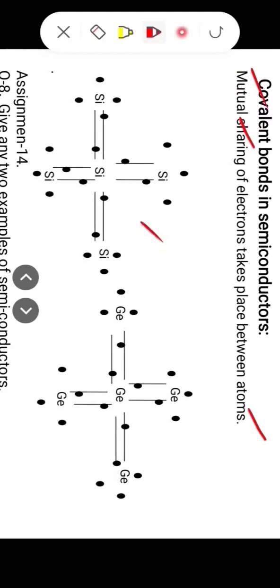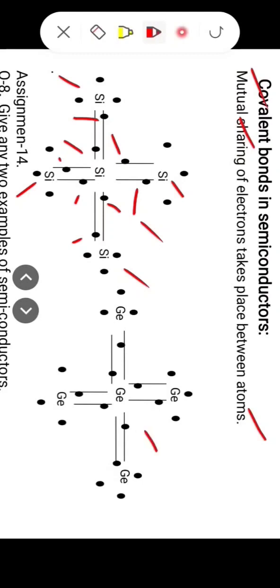Now look at this diagram. Here we have shown silicon. Silicon has 4 electrons in its outermost orbit. Here we have shown 5 silicon atoms, each having 4 electrons in their outermost orbit. Now they share electrons. Here these 2 electrons are shared by this silicon and the central silicon. Similarly, the other silicon atoms also share 2 electrons each, and they form covalent bonds.